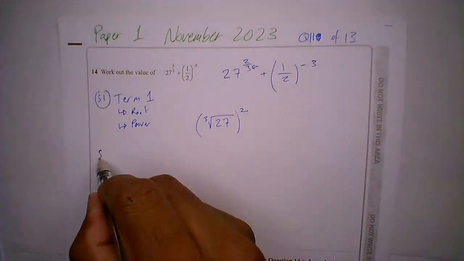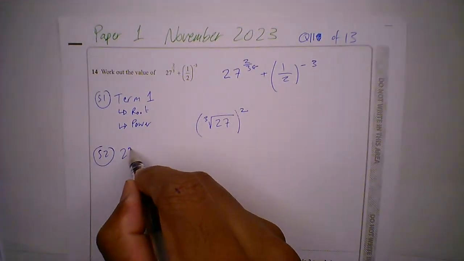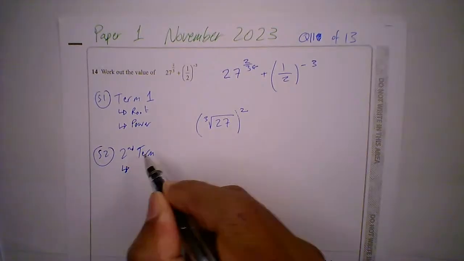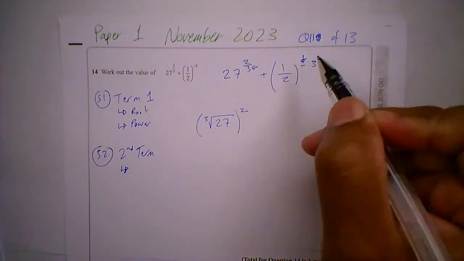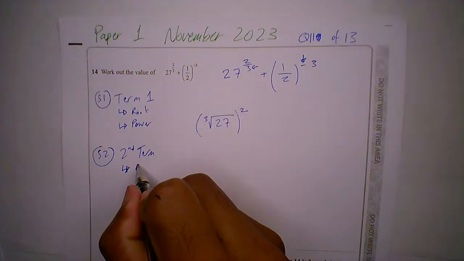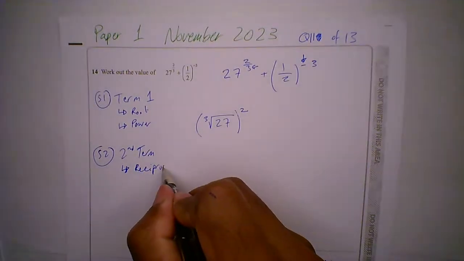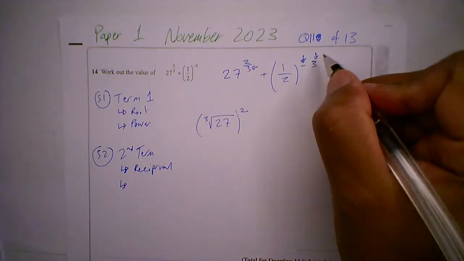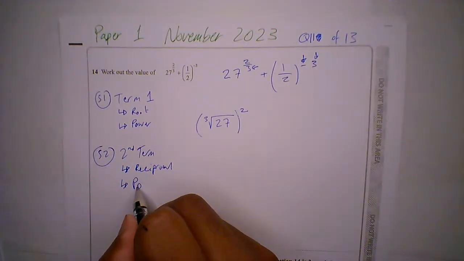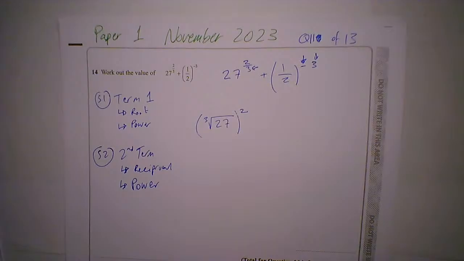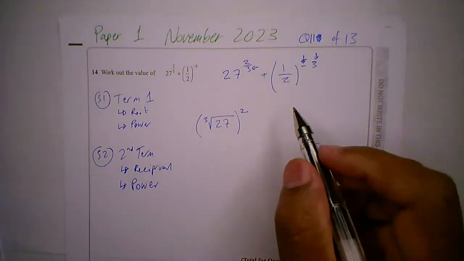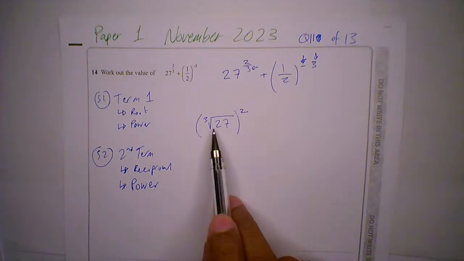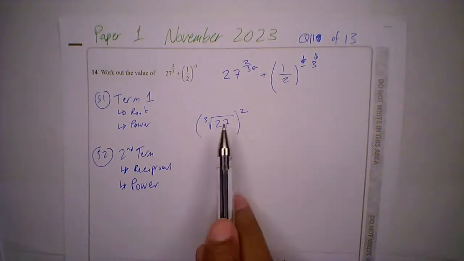And then step 2 is my second term. The second term has a negative here. So this is my reciprocal. And then I am raising it to the power 3. Okay, so that's what I need to be mindful of. Okay, so I've kind of written this out. I'll come back to this shortly. So let's work on this.